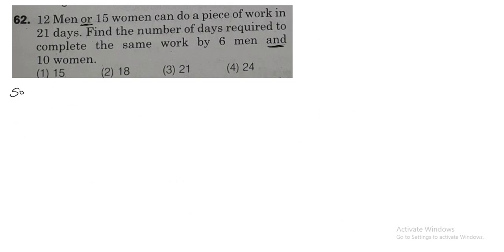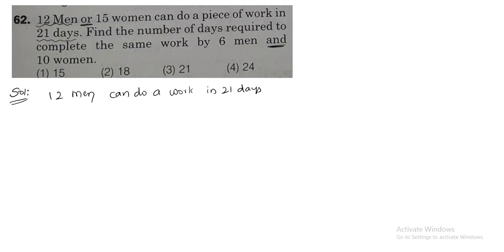Okay, now let us see this. First of all, we are talking about 12 men. So 12 men or 15 women means men they are doing individually, or women they can do individually. If they do individually, they can complete it in 21 days, right? So 12 men can do a piece of work in 21 days.